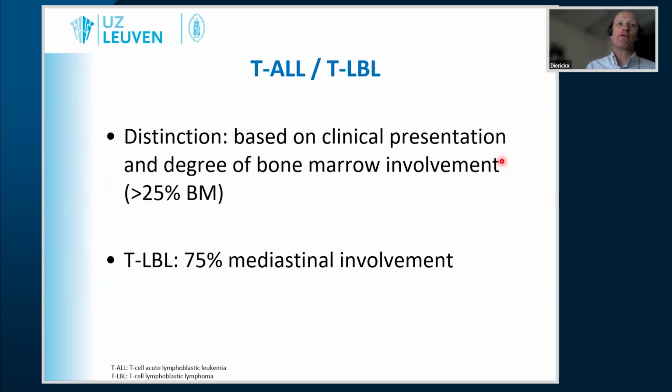So let's get back now, for the last part, to our mediastinal lymphomas. The first one was T-ALL or T lymphoblastic lymphoma. The distinction is actually based on the clinical presentation and the degree of bone marrow involvement. If the bone marrow is full of blasts, it's called a T-ALL. In other cases, if you have more nodal involvement, it's called a T lymphoblastic lymphoma. And we know that in T lymphoblastic lymphoma the mediastinum is involved in more than 70%.